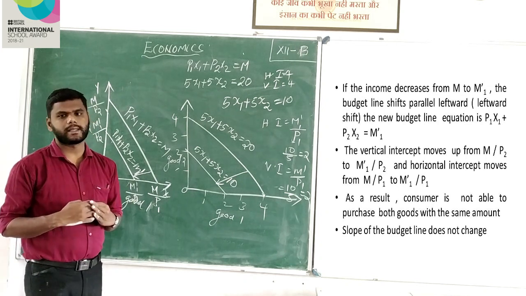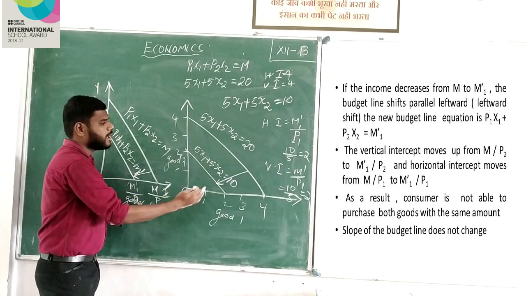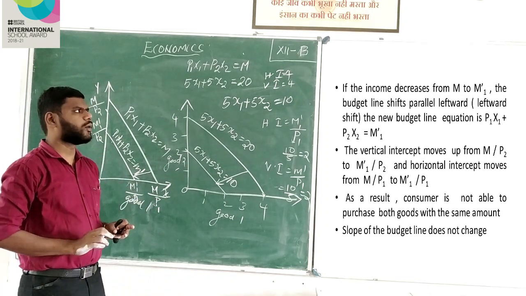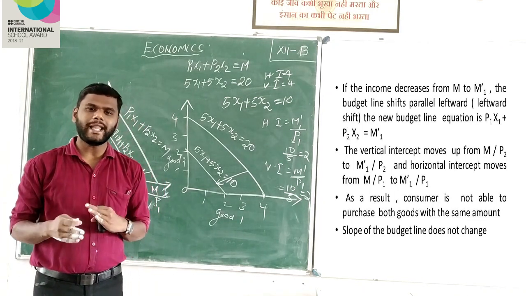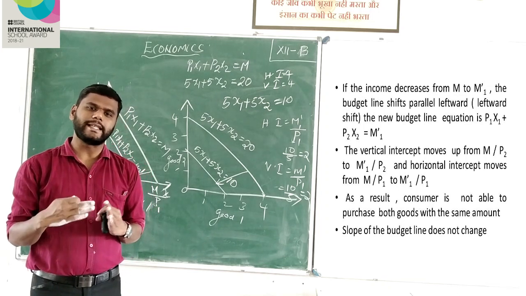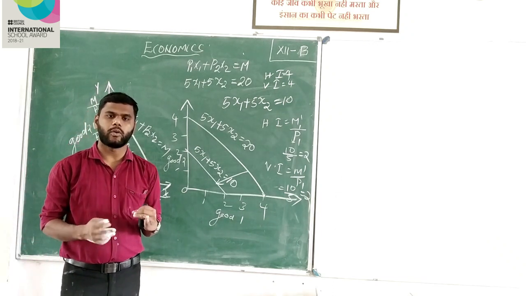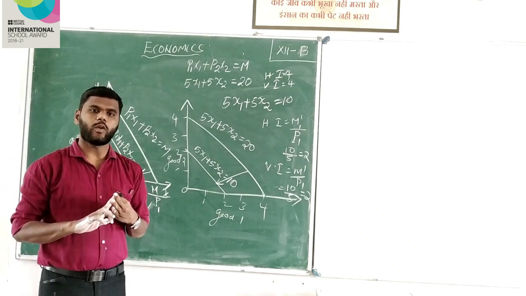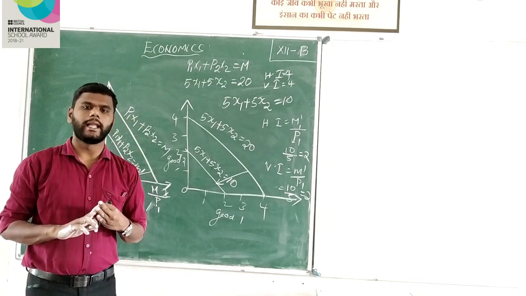So here the slope of the budget line is also not changing, because even if income is reduced, he is equally spending the amount. Now I think it is clear. What will happen to the budget line if the price of good 1 changes and the price of good 2 changes, we will discuss in the next class. Till now we discussed the budget line, horizontal and vertical intercepts, the slope of the budget line, and what will happen to the budget line if the income of the consumer increases and decreases.